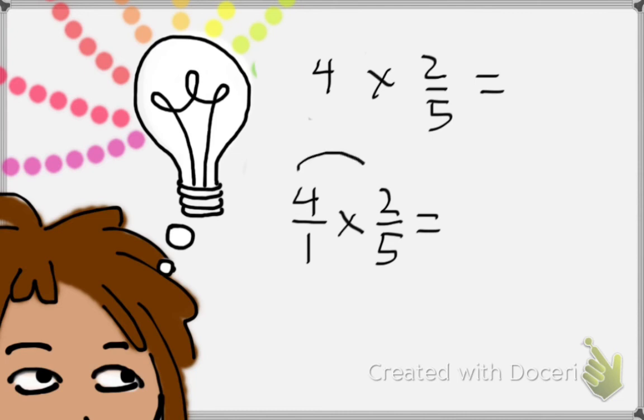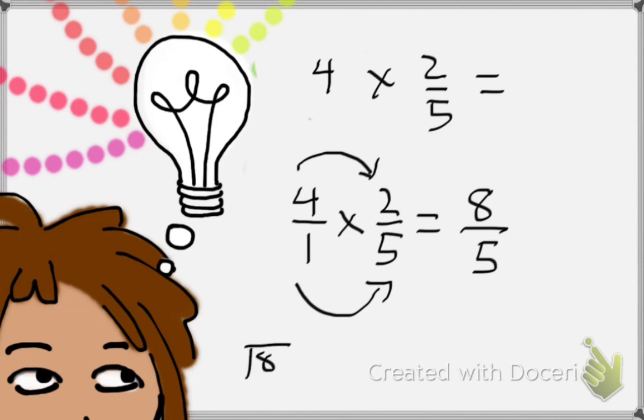So multiply the numerator by the numerator. 4 times 2 equals 8. Then multiply the denominator by the denominator. 1 times 5 equals 5. And you have our answer, 8 over 5, which is an improper fraction. So let's simplify 8 over 5.